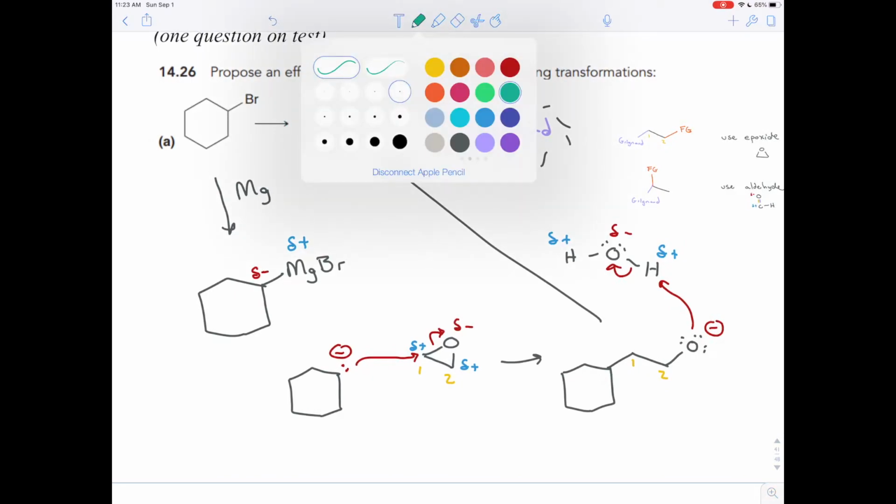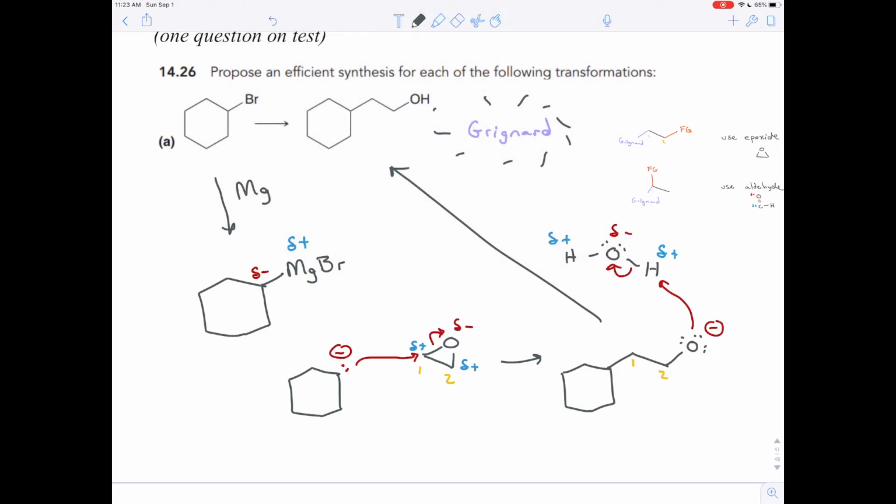Let's just jot down the overall step-by-step thing we did. First thing we did was add magnesium to turn this alkyl halide into a Grignard reagent, a carbon nucleophile. Second thing we did was add this 3-member epoxide, oxirane ring. And that reacted with the Grignard reagent to produce something really close to what we wanted. Last but not least, we just had to put a hydrogen on that oxygen, and we did that by adding water. So the answer for this would actually be this right here.